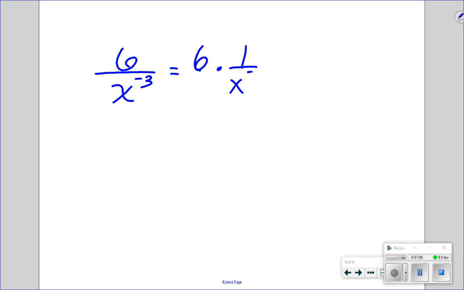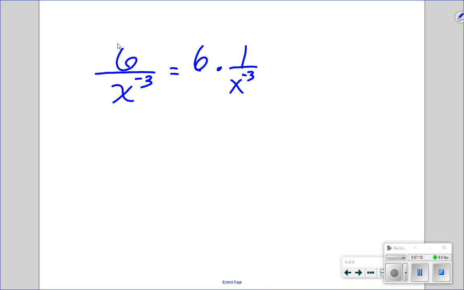Now sometimes we have other numbers besides 1 in there. So for instance, if we had 6 over x to the negative third, we could actually think of this as 6 times 1 over x to the negative third. That means the same thing. Sorry, I forgot the negative.